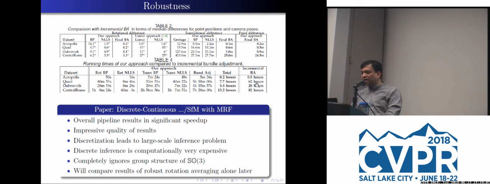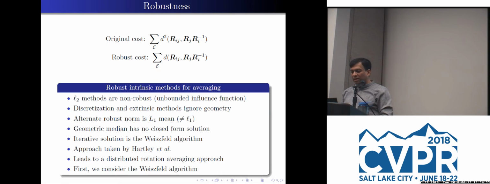So this is their incremental bundle adjustment solution. Look at this, for example, the central Rome dataset. It took them 82 hours, and now the total in this particular formulation is 13 hours. Okay, and this is a bit old, so I'm sure you can do better than that now. So you've significantly reduced the overall computational time that is required for solving the problem.